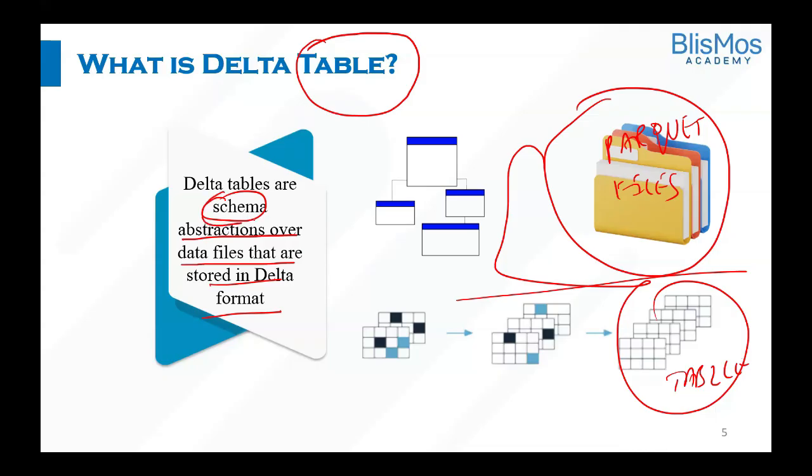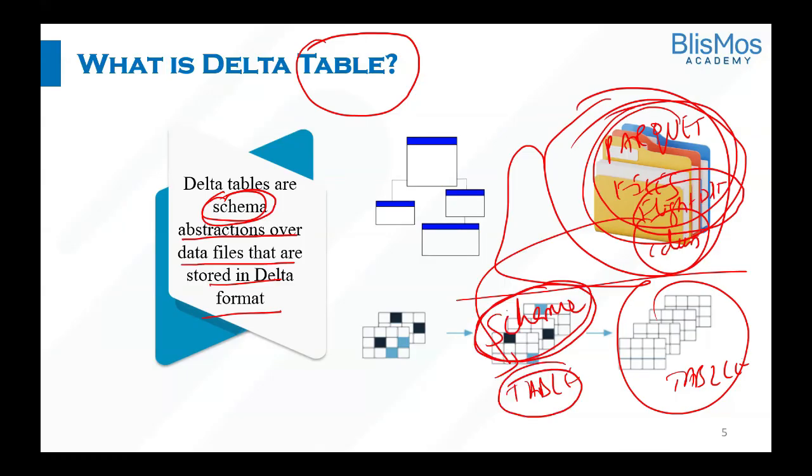They are schema abstractions over data files stored in a delta format because we are storing the Parquet files in a delta Parquet format. Okay, is it making sense now? You have a file. That file has to appear as a table for you. That is where delta table comes into picture. Sir, here, abstractions over data files means abstraction over Parquet files, or the data files may be different? Data files are nothing but Parquet files. Only Parquet files.